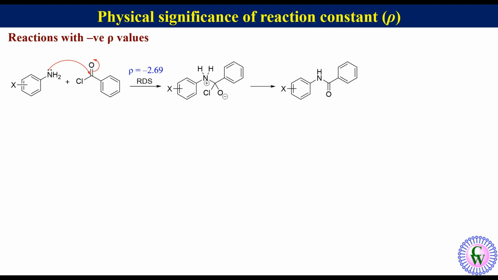The negative sign of Rho is because there is electron flow out of the ring for the stabilization of transition state. The magnitude is moderate as there is positive charge on the atom adjacent to the ring.